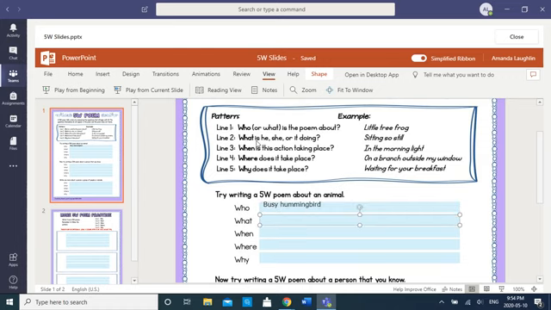What is the next line? So what is he, she, or it doing? And my hummingbird is going to be drinking sugar water. When is this action taking place? This is going to be as the sun sets. Where does it take place? This is going to be outside my kitchen window.